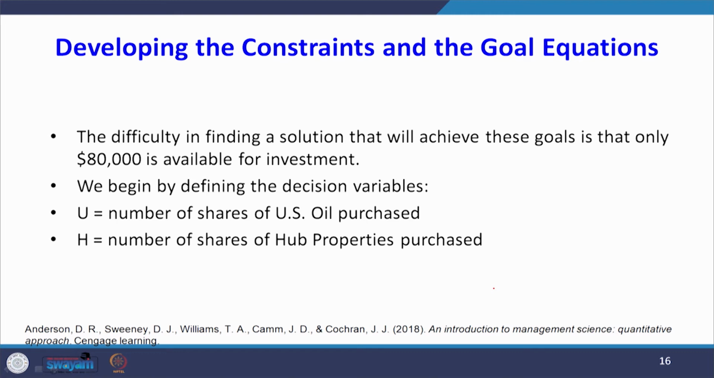As usual, we begin by defining the decision variables. Decision variable U is the number of shares of US Oil purchased, H is the number of shares of Hub Properties purchased. So, we have to recommend, using this $80,000, how many shares the client should purchase of U and how many shares he should buy of H.